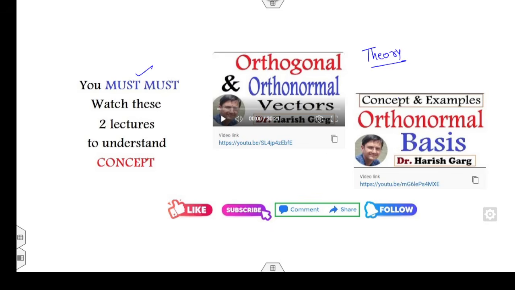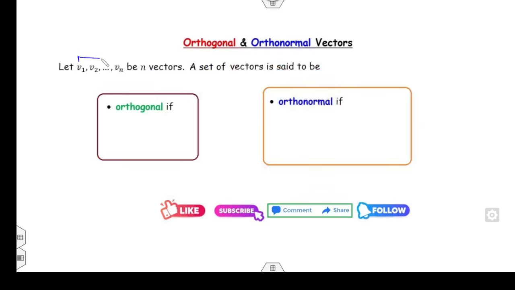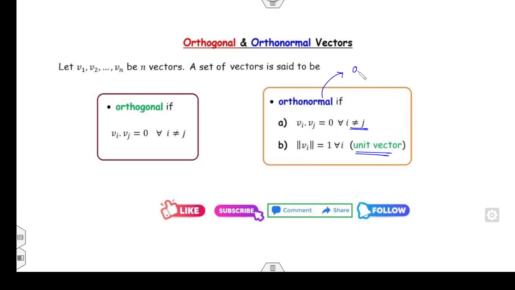Fine. Now, let me quickly recall: a set of vectors v1 up to vn is said to be orthogonal if vi dot vj is 0, or if you write it in terms of the inner product, then vi comma vj is 0 for all i not equal to j. On the other hand, vectors are said to be orthonormal if they are orthogonal as well as unit vectors. So orthonormal means the vectors must be orthogonal and unit vectors.